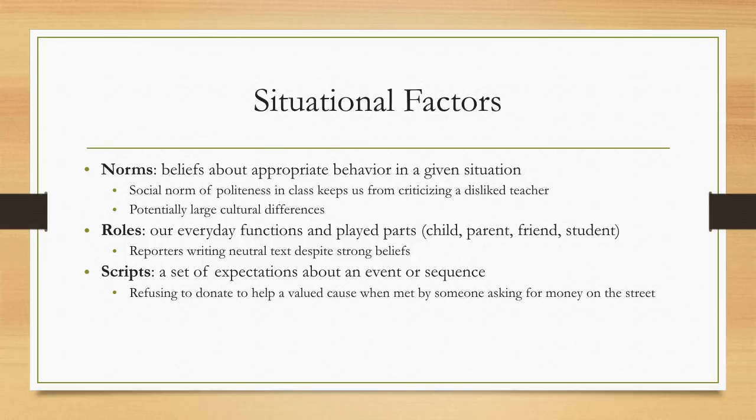And so the things that we look at in these situational factors are going to be the norms, so the beliefs about appropriate behavior in a given situation. So depending on the situation, there's appropriate behavior that we should be engaging in. So things like the social norm of politeness in class keeps us from criticizing a disliked teacher or classmates. It could be social norms of whether or not, like in movie theaters, you can talk. That also kind of goes to a script. But with norms, these can vary across cultures. So what is acceptable and appropriate in one culture may not be in another culture, right?